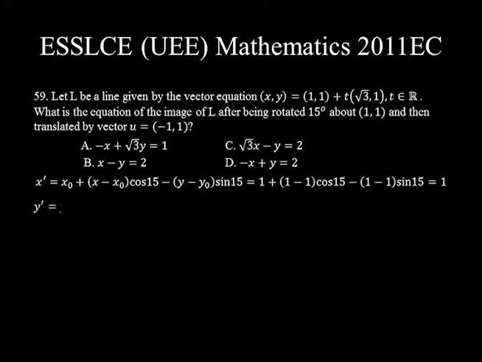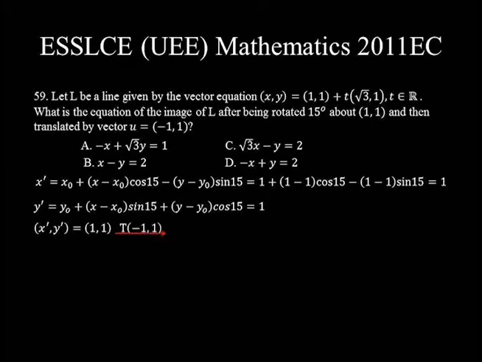y prime is equal to y naught plus x minus x naught times sine 50 plus y minus y naught times cos 50. We already determined x minus x naught and y minus y naught are 0. So the new ordered pair x prime comma y prime is equal to 1 comma 1. Translating this ordered pair by negative 1 comma 1, it gives us 1 plus negative 1 is 0, comma 1 plus 1 is 2. These two ordered pairs are enough to write the equation of the line.